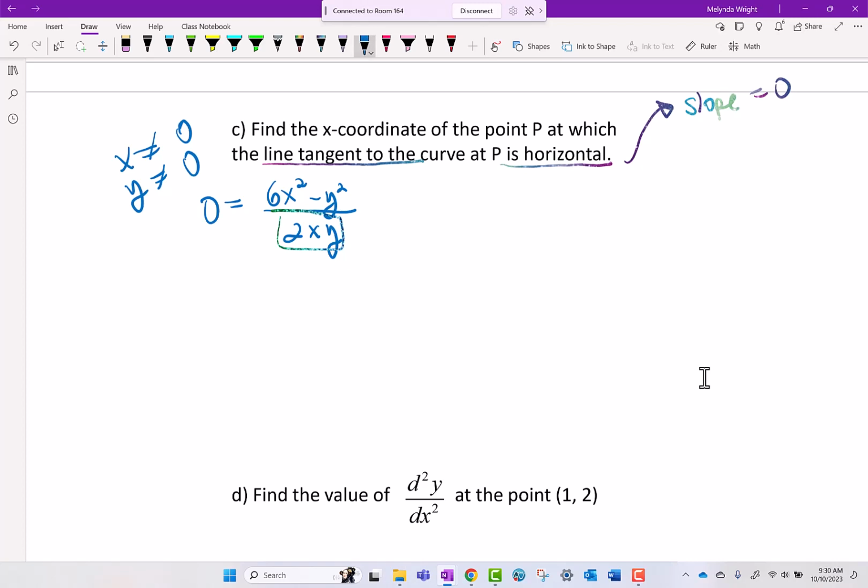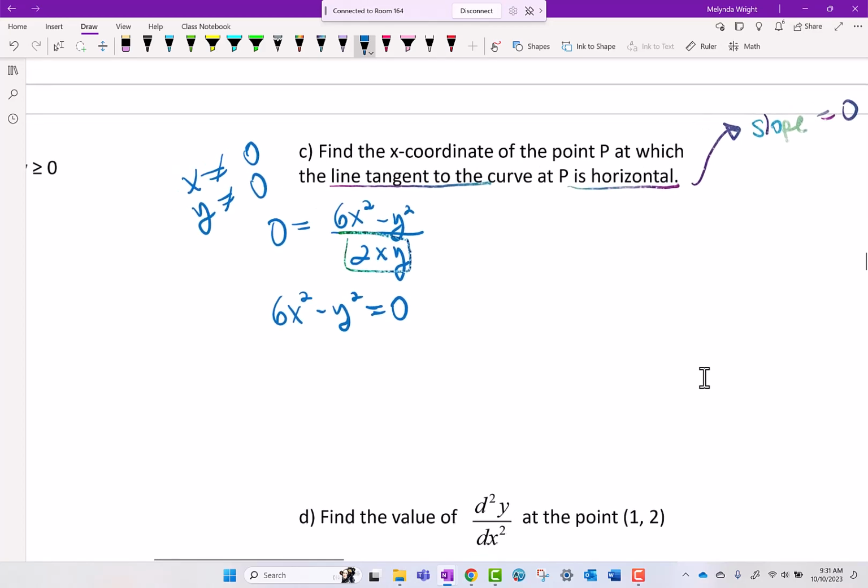So what we want is 6x squared minus y squared is 0. Now, unfortunately, we have two variables in one equation. And we know from our experience with math, we can't solve two variables in one equation. We need two equations, or we need one variable. With me? If we have two variables, we need two equations, or we need to get it down to one variable. Now, we don't have another equation, but we actually do have another equation.